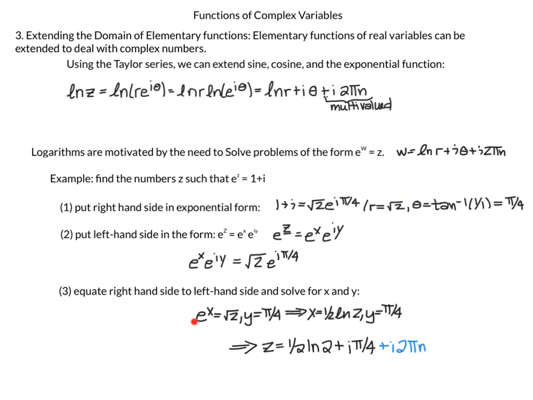So here I have e to the x, the real part, is equal to square root of 2, and for the imaginary part, I have y is equal to pi over 4. So solving e to the x equals square root of 2, I get x is equal to 1/2 natural log of 2, and I have y equals pi over 4. So that means z is equal to 1/2 natural log of 2 plus i times pi over 4. And technically, I should be able to add any integer multiple of i 2 pi.